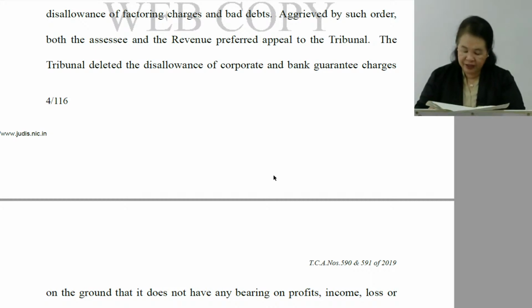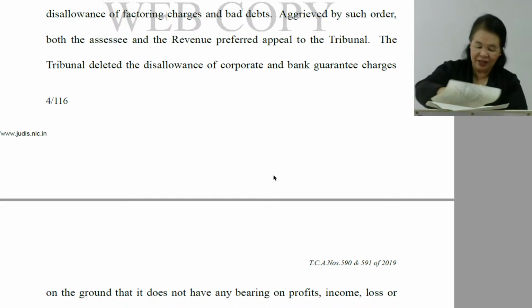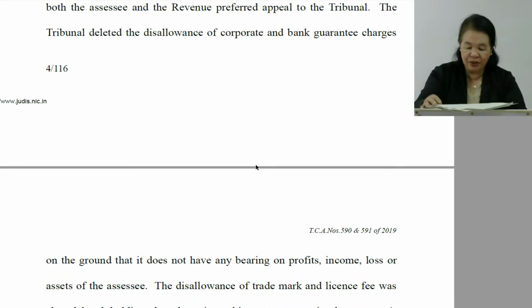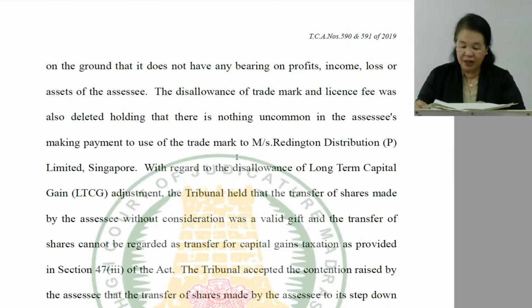Okay. Both the assessee and the revenue preferred appeal to the tribunal. Nag-appeal sila, pareho. The tribunal deleted the disallowance of corporate and bank guarantee. So, unti-unti na tatanggal yung mga assessment. So, tinanggal na naman yung corporate and bank guarantees, natanggal na yung factoring charges at saka bad debts, on the ground that it does not have any bearing on profits, income, loss, or assets of the assessee. So yun ang reason.